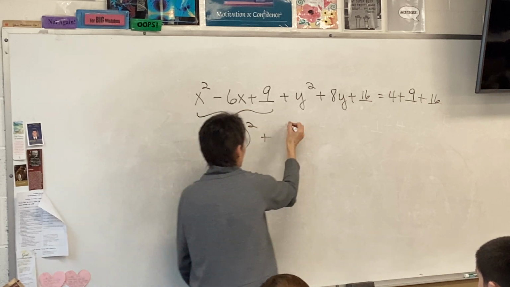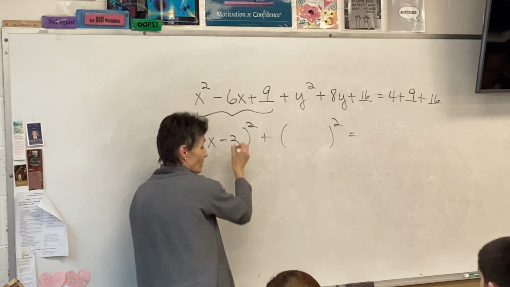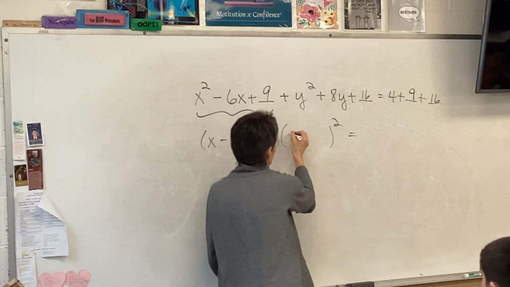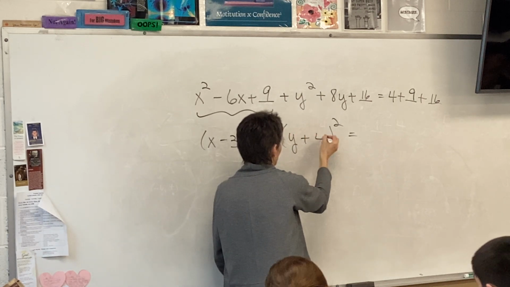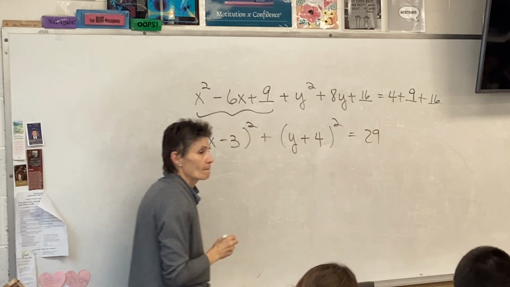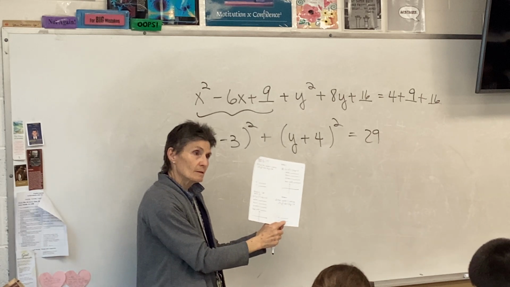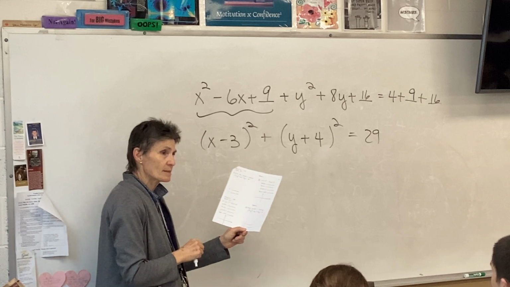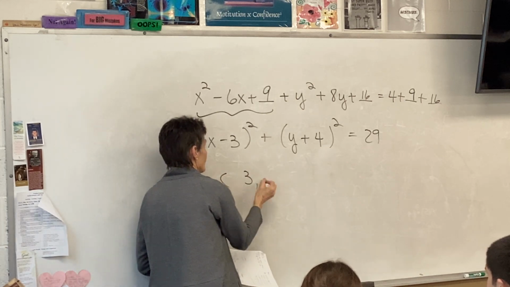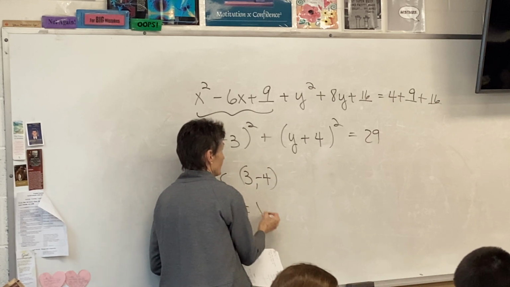All right, tell me my parentheses. These are important. This is where my center is coming from. What's this gonna be? X minus 3. What's this one gonna be? Y plus 4. And 29. So you're gonna fill in the blanks. You're gonna say the center is what? 3, negative 4. And the radius is root 29.